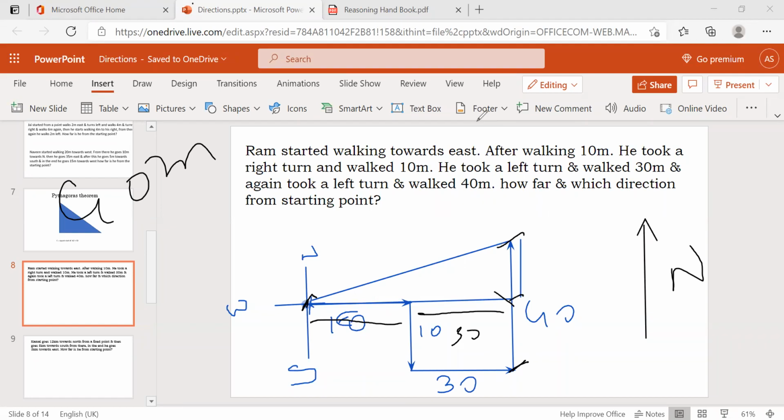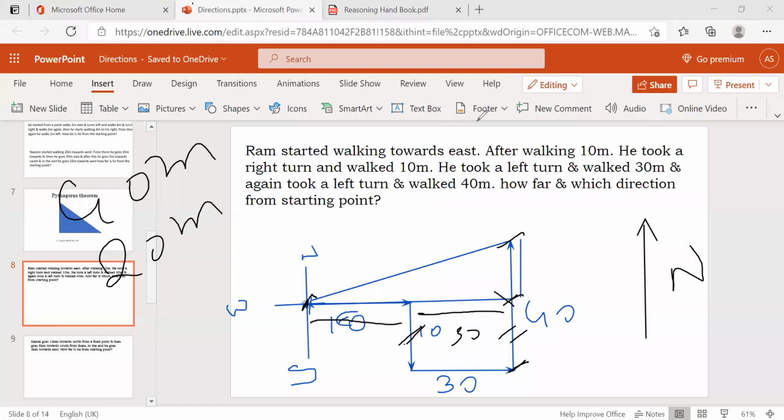And from here to here, this is nothing but the same, equal, 10 meters, right? So 10 remaining, this is 10. So remaining is 20 meters. Do you understand how I am going to find out this total length and this length?